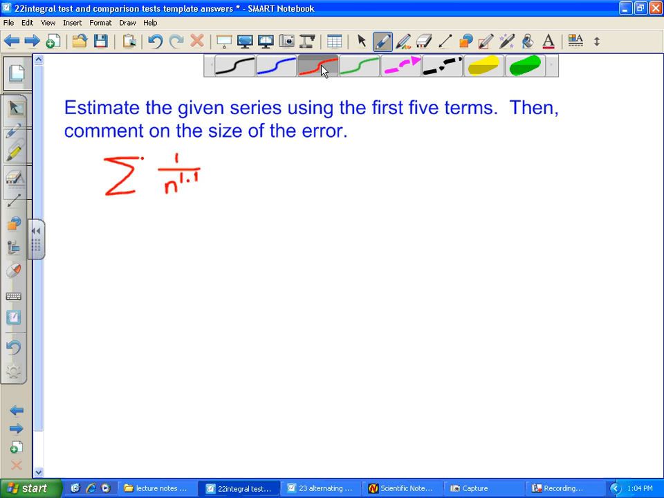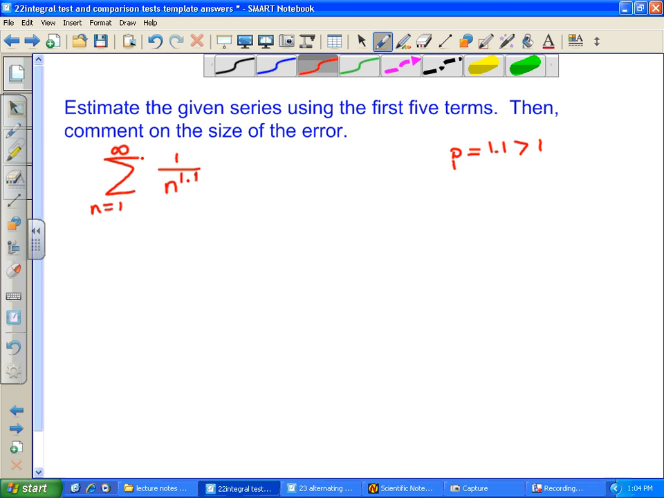In this particular case, p is equal to 1.1. Clearly, it is greater than 1. But we looked at the table of values, even up to 100 million. It didn't seem like it was converging to a unique number.